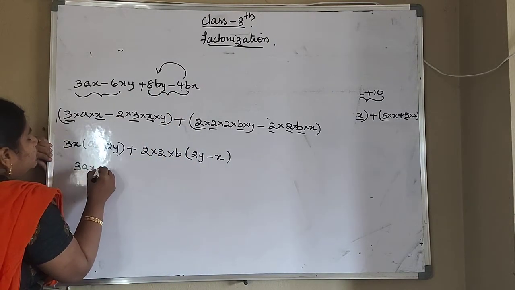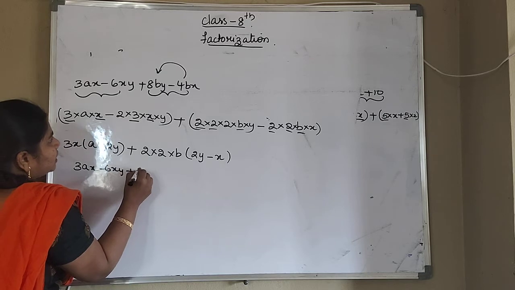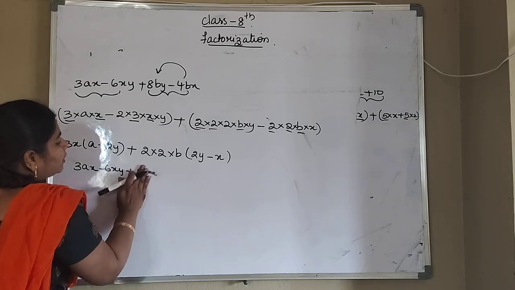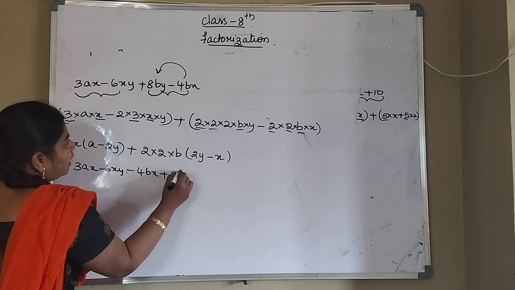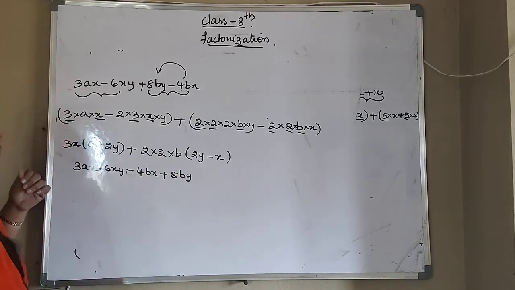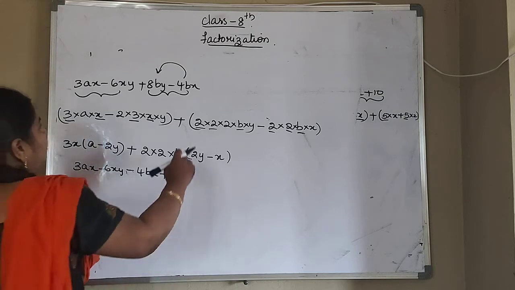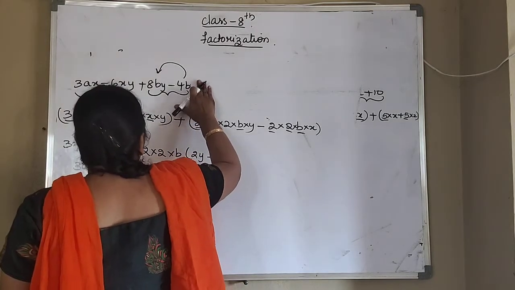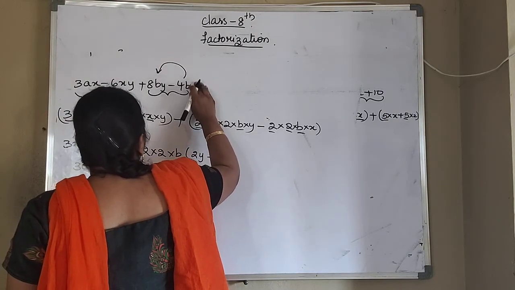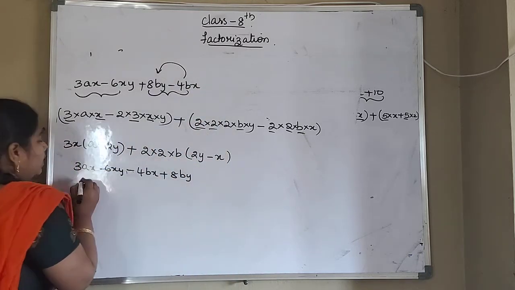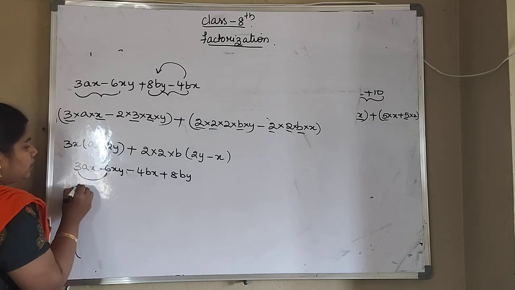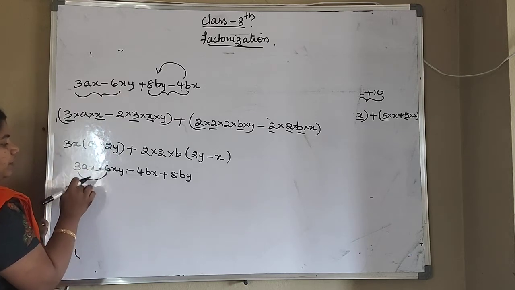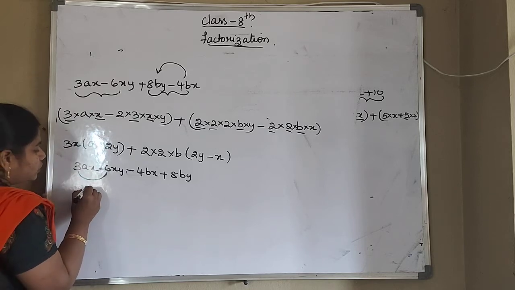So 3ax minus 6xy plus 8by. So I am rearranging, no. So minus 4bx plus 8by. So what you will get, we will see. I think here the alphabet should be a. So we will see. Okay. So now in this, what are the common terms? These 2 terms will go in 3 table. So here 3 is common, and x is also common.